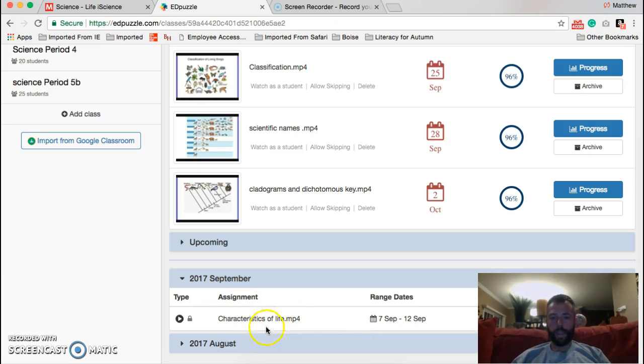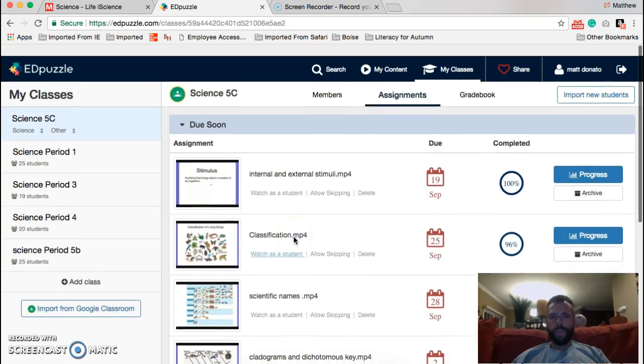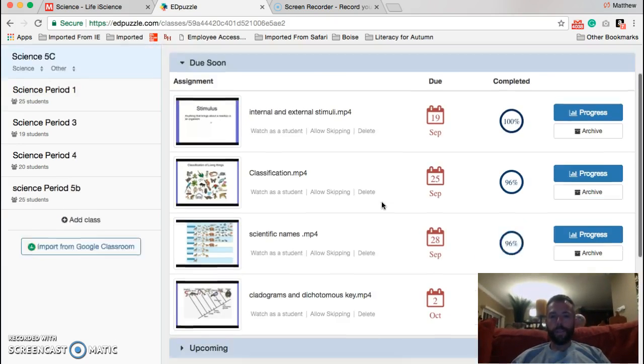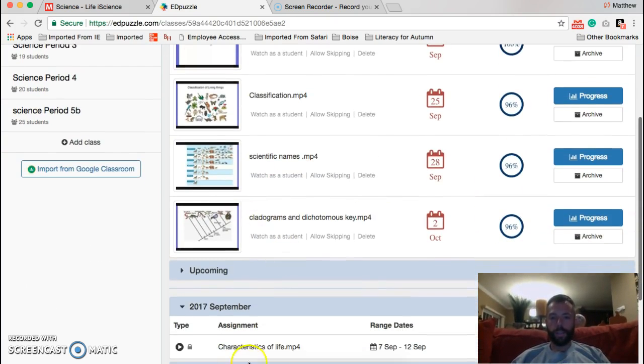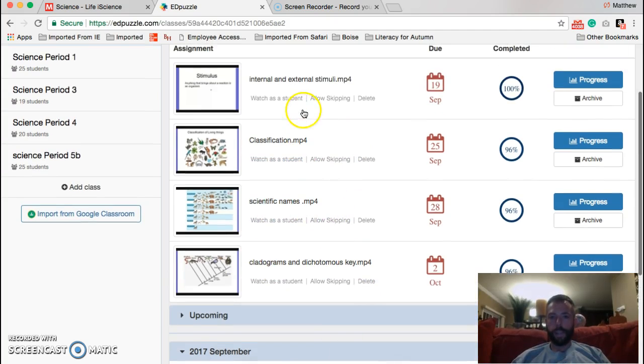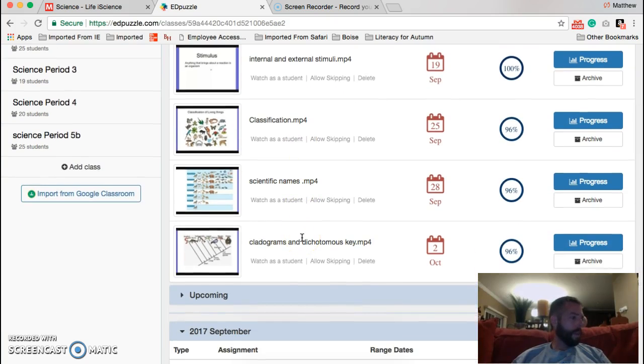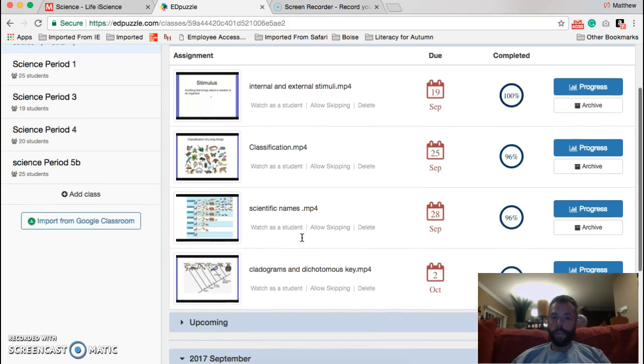So the first one was the characteristics of life. When you log into your Edpuzzle account, just log in using your Google account. You can go directly to edpuzzle.com, log in using your Google account, and you can find all these. So we're going to have the characteristics of life, cladograms, dichotomous keys, scientific names, classification, and internal external stimuli. All 5 of those Edpuzzles are fair game for Friday's test. And remember, you can also find all of these videos on my teacher page under video lectures.